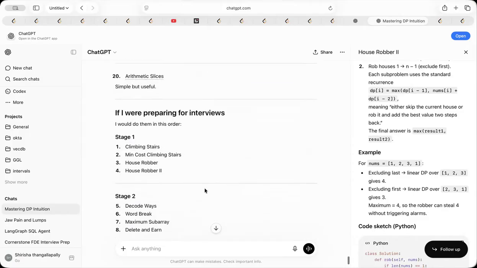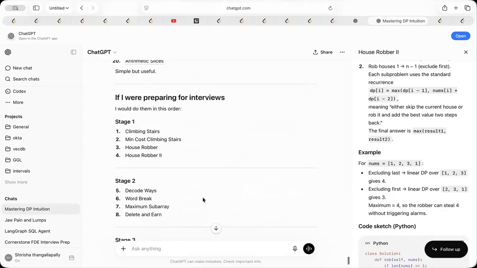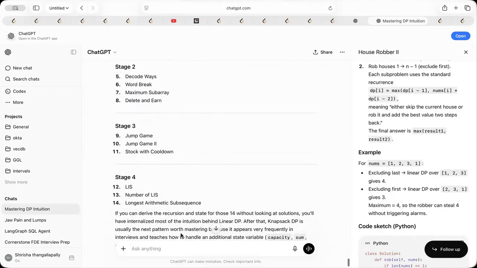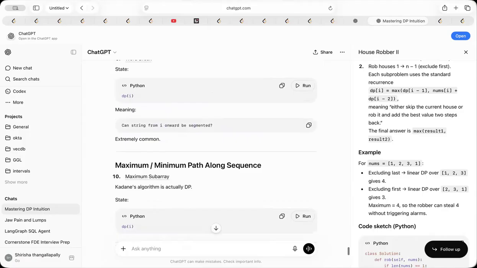Okay, let's prepare a different video if required for other linear types of DP problems.